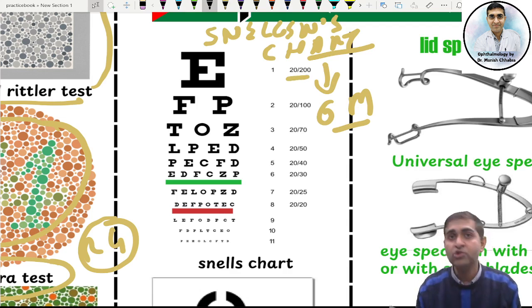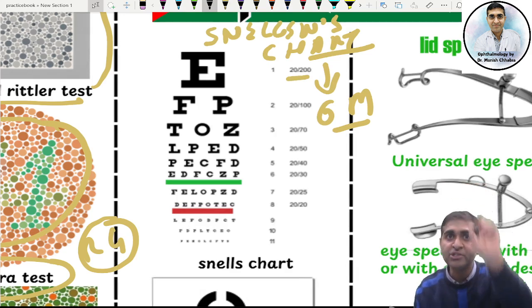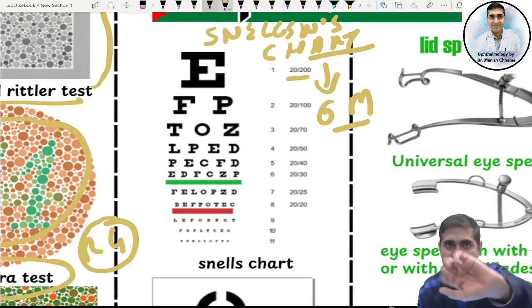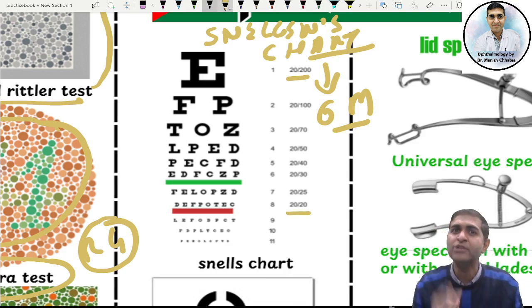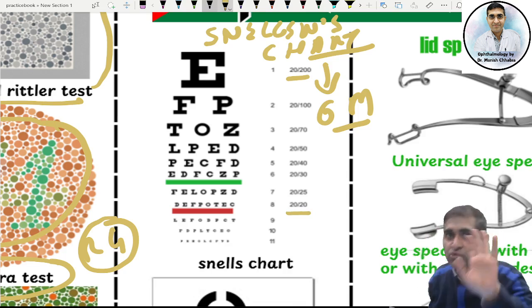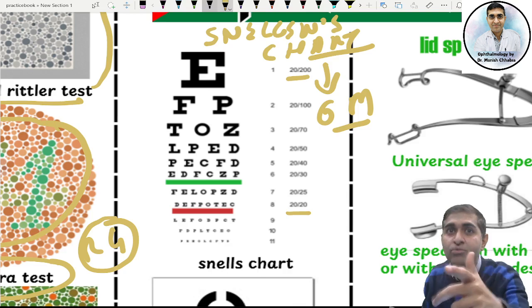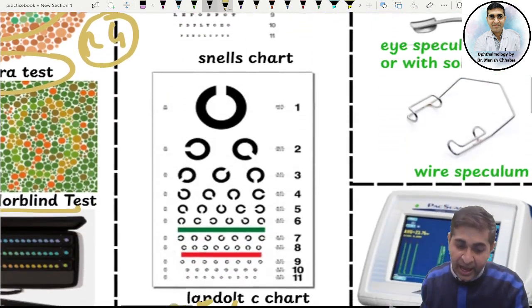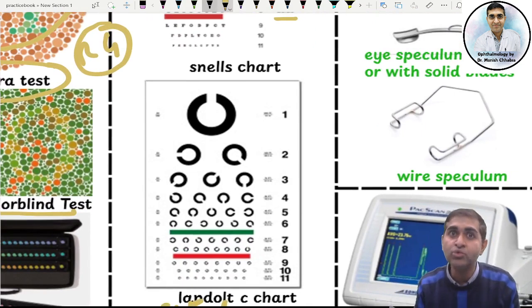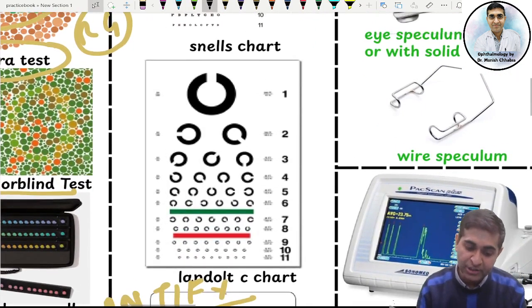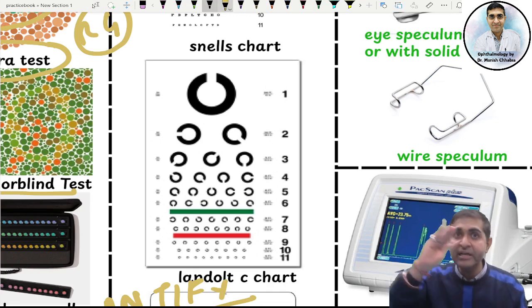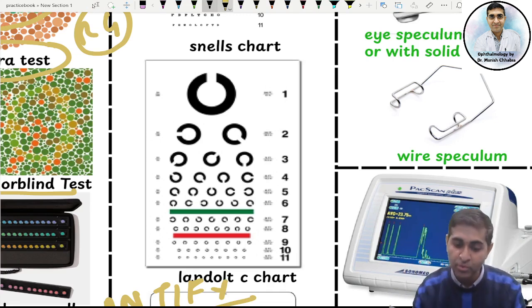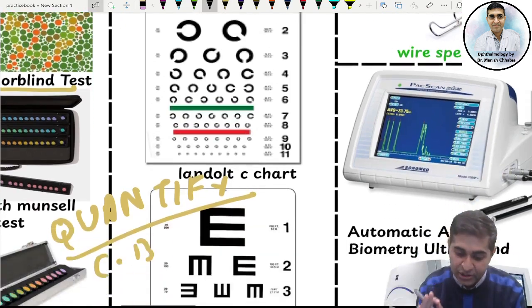Now you ask the patient to read the letters from top to bottom: 6 by 60, 6 by 36, 6 by 24, 6 by 18, 6 by 12, 6 by 9, 6 by 6. 6 by 6 is normal, which is 20 by 20, meaning 20 feet by 20 feet. You ask the patient to stand at a distance of 20 feet, which converted into meters is 6 meters. And if the patient is illiterate and not able to read, you can show the Landolt C chart. You ask the patient where the ring is broken: on the upside, right side, left side or downside. Based on this, you can assess the vision of the patient.